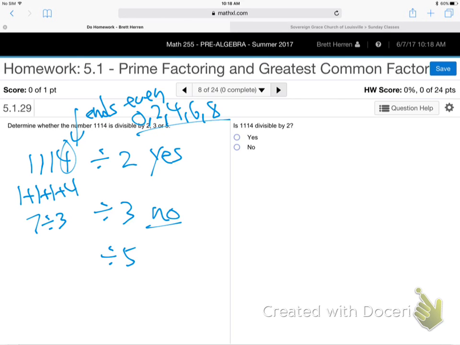How about 5? How do you know just by looking whether 1,114 is divisible by 5 or not? Again, it's the end: 5 or 0. If it ends in 5 or 0, it's divisible by 5. So that was no. You can just spot them that quick. Or you can just use your calculator.